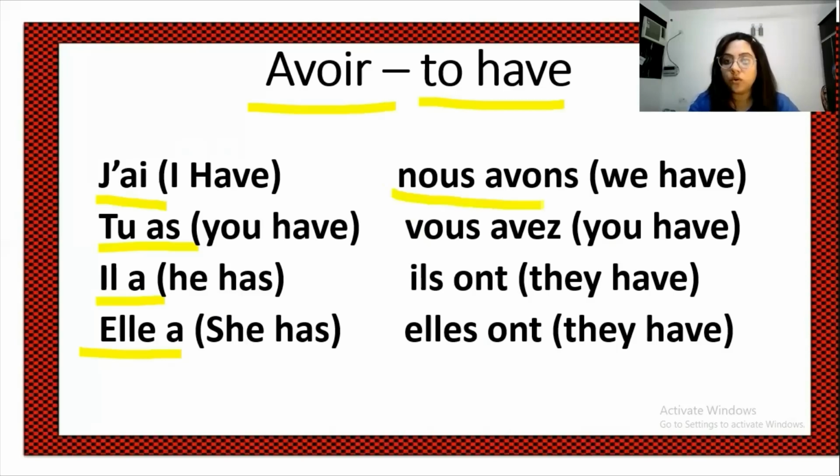Nous avons, which means we have. Then you have vous avez. Vous avez, which means you have. The next is ils ont. Ils ont, which means they have. And the last one is elles ont. Elles ont, which again means they have.